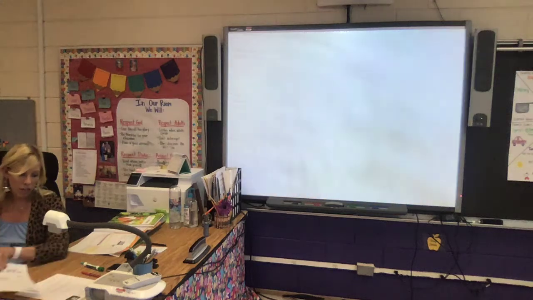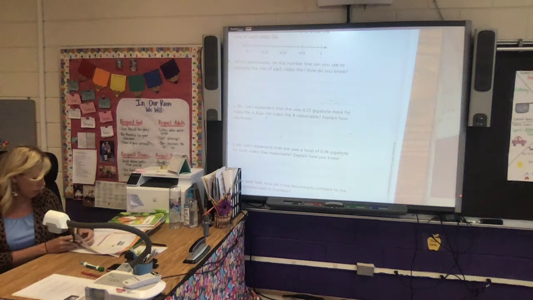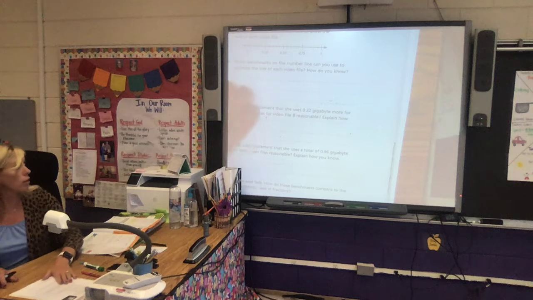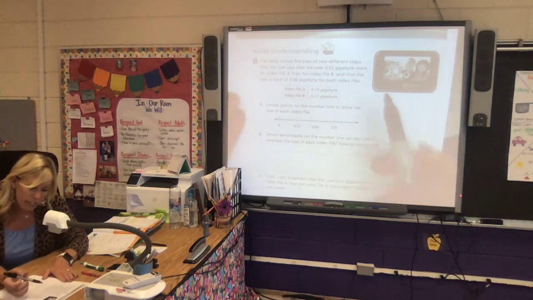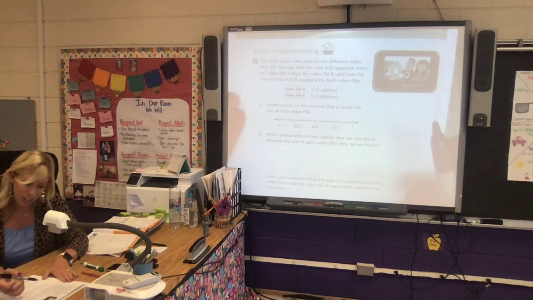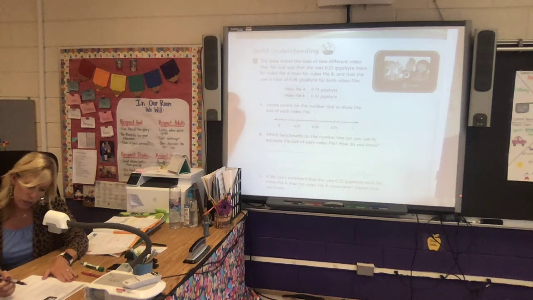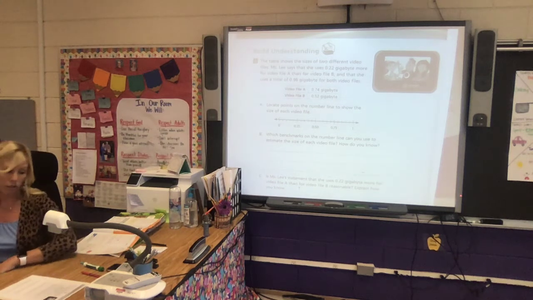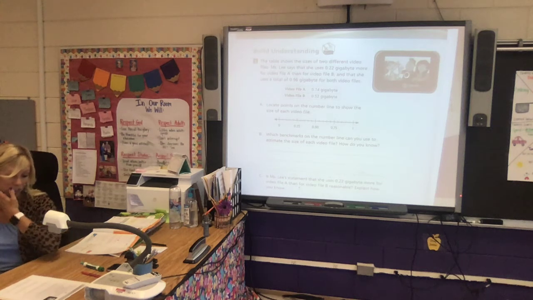Okay? So let's turn the page. So now we're on page 348. And let's read number 1. Let me get it where y'all can see it. The table shows the sizes of 2 different video files. Miss Lee says she uses 22/100ths gigabyte more for file A than for file B. That she uses a total of 96/100ths for both. Locate points on the number line to show the size of each video file.